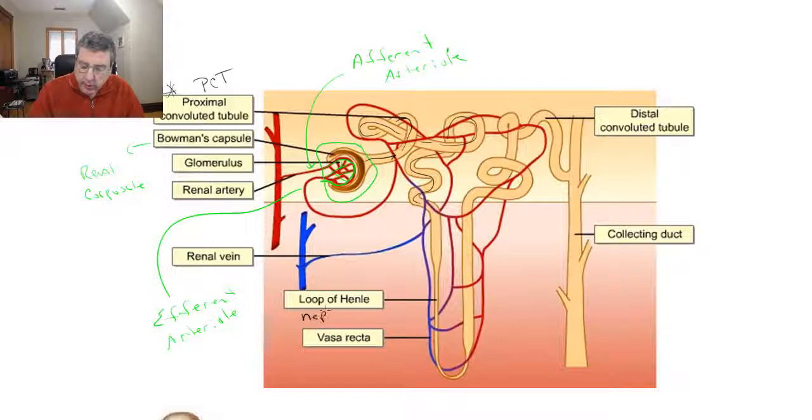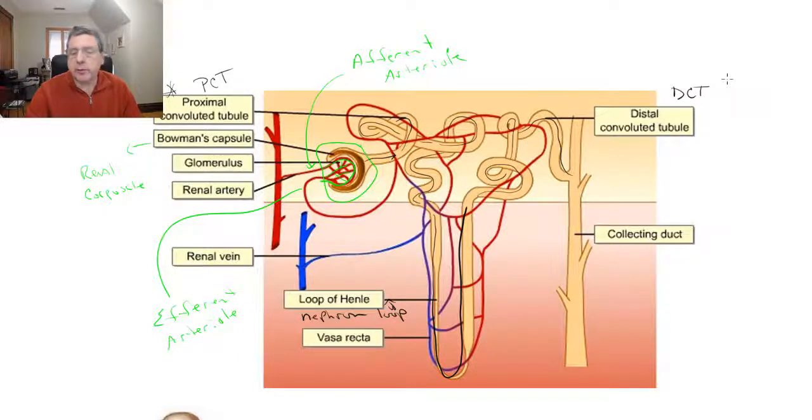So nephron loop. So those two are the same, okay? And that's this structure coming down here, going back up, all right? Then we get into this other structure, then that's known as your distal convoluted tubule, which we abbreviate DCT, okay? So proximal convoluted tubule, nephron loop, distal convoluted tubule.